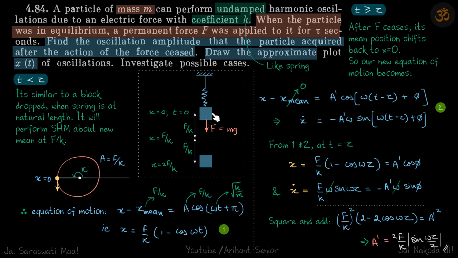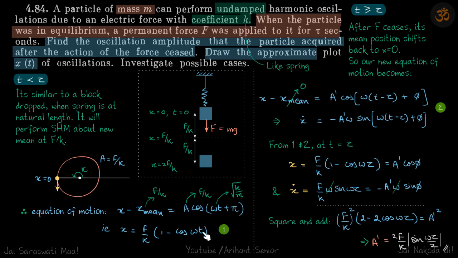Now between the two motions, before tau time and after tau time, we have an overlap at t equal to tau. So obviously with this equation and this equation, at t equal to tau, the position should be the same and the velocity should also be the same. Position and velocity both cannot change abruptly. So we'll just compare these two equations at t equal to tau. They should give the same x and same x dot.